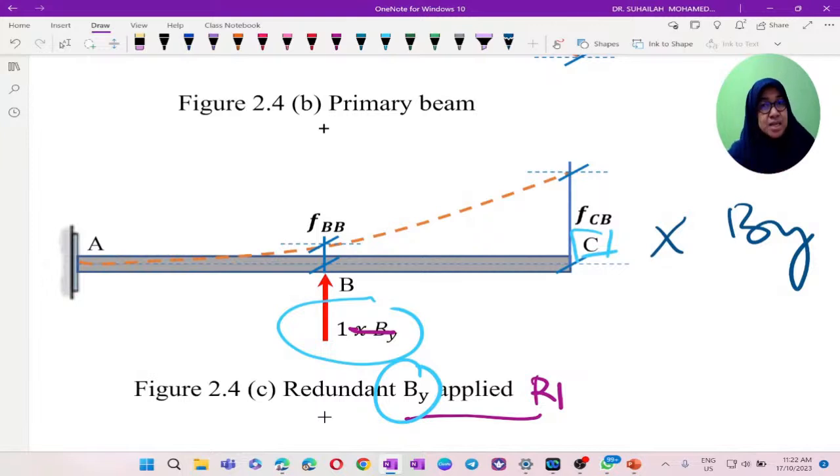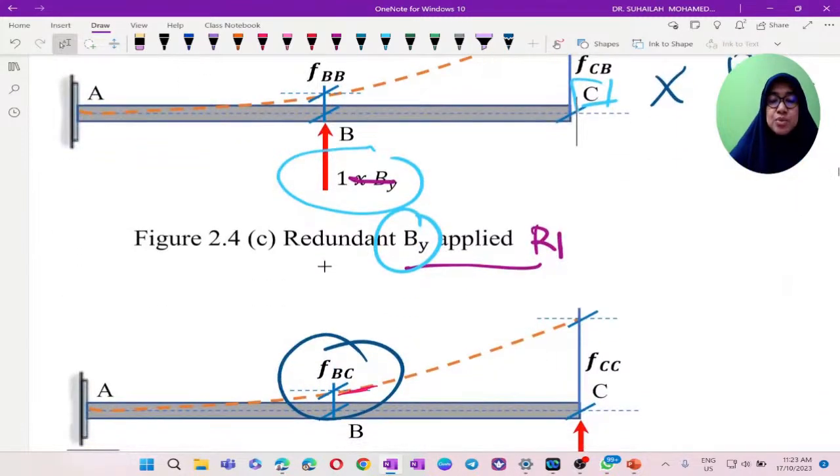So we label it as FCB. The first notation we use for the position, the second notation we use for the type of beam. This type is redundant BY applied. This is for redundant number 1, redundant BY applied, where we take B. That is why it becomes FCB: position C, redundant BY applied. So this is redundant number 1.